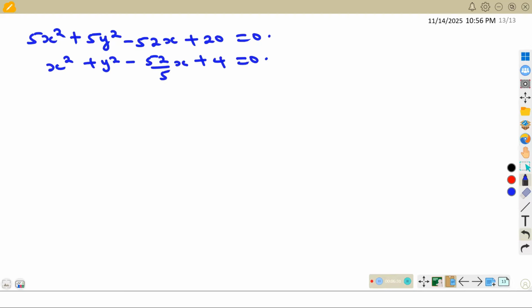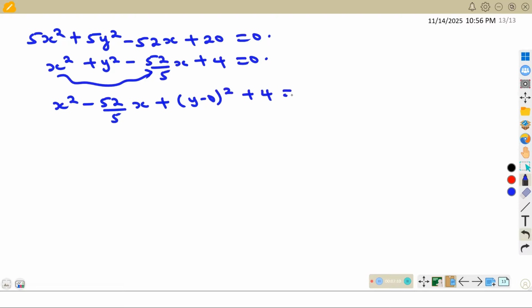So from here, let us complete the square for the circle equation. We need now to show that this is in the form of a circle, and for that case, let us first try to complete the squares here. So I want to consider x squared minus 52 over 5 of x. Then this y can be written as y minus 0 squared. Then we are having 4, which is equal to 0.